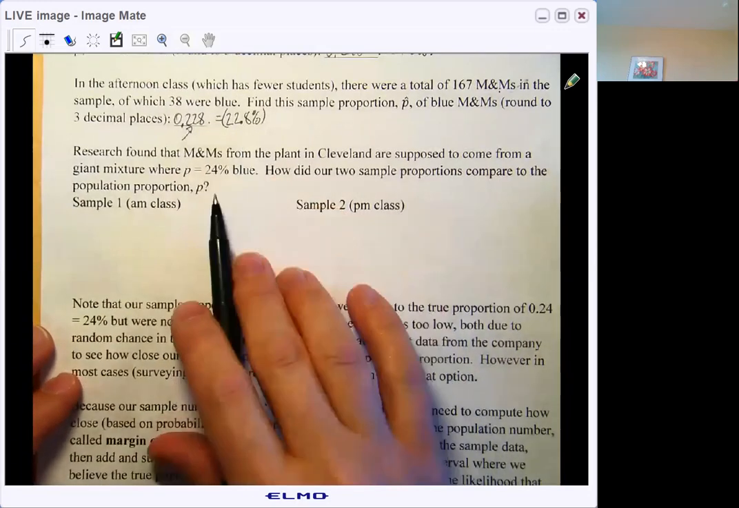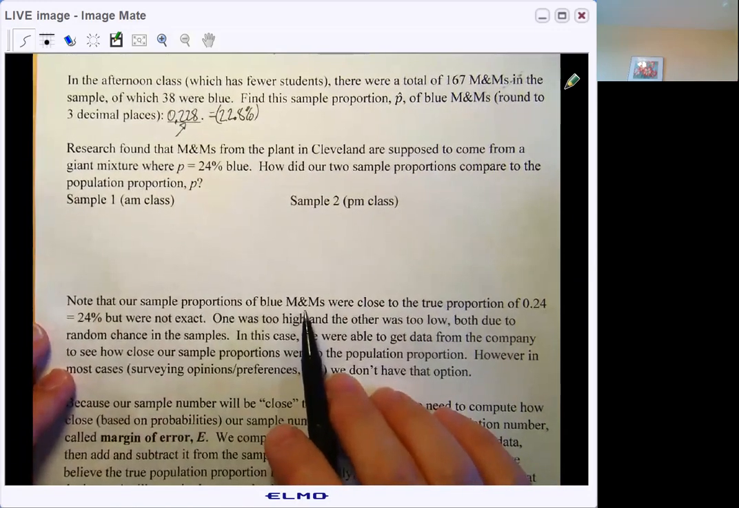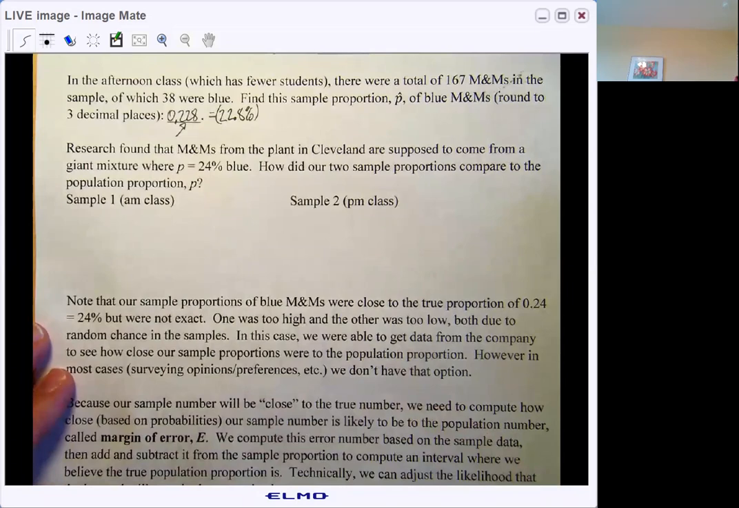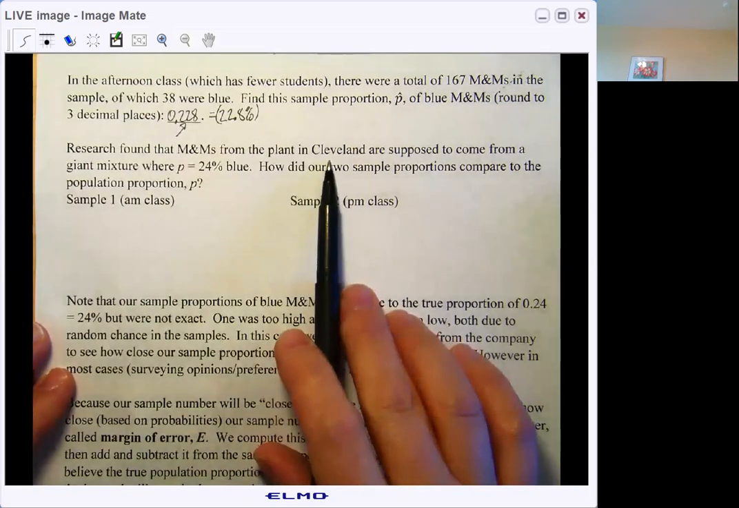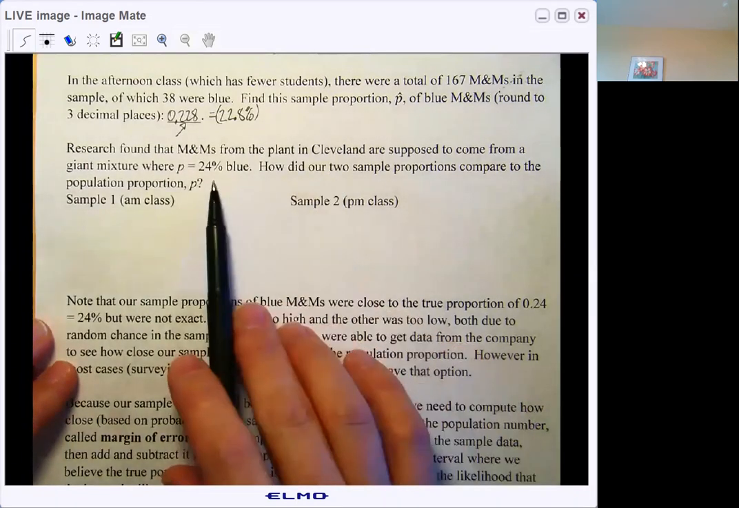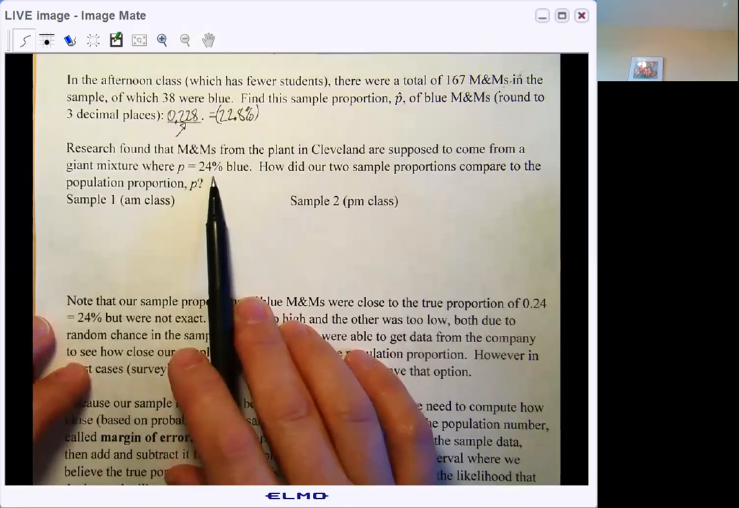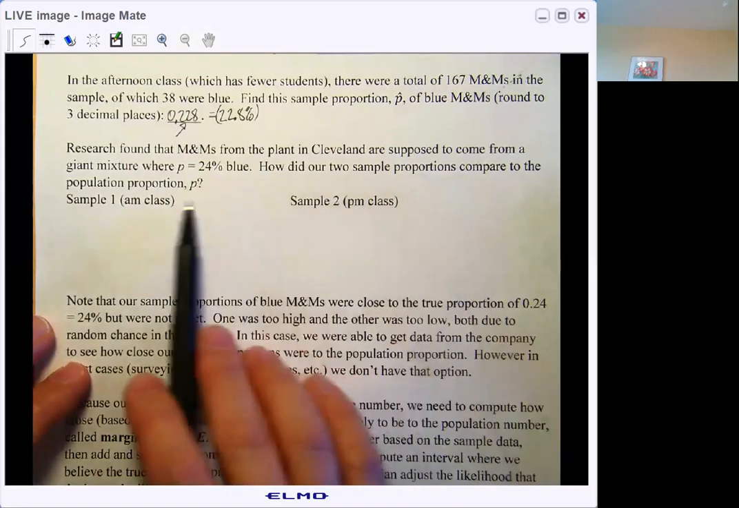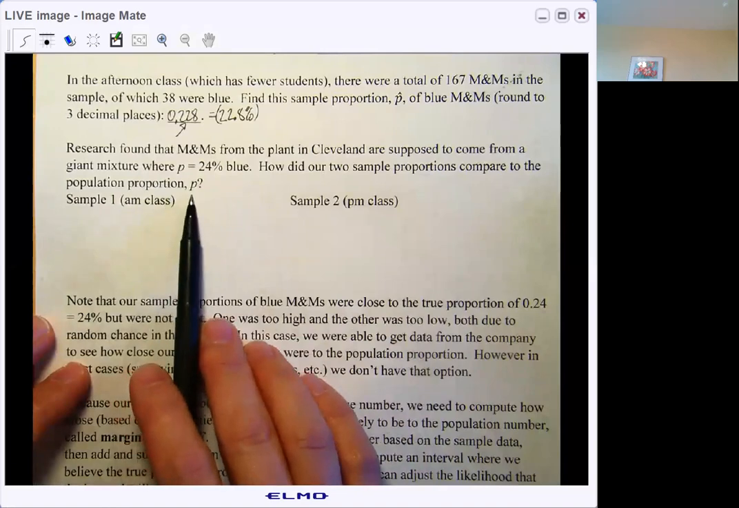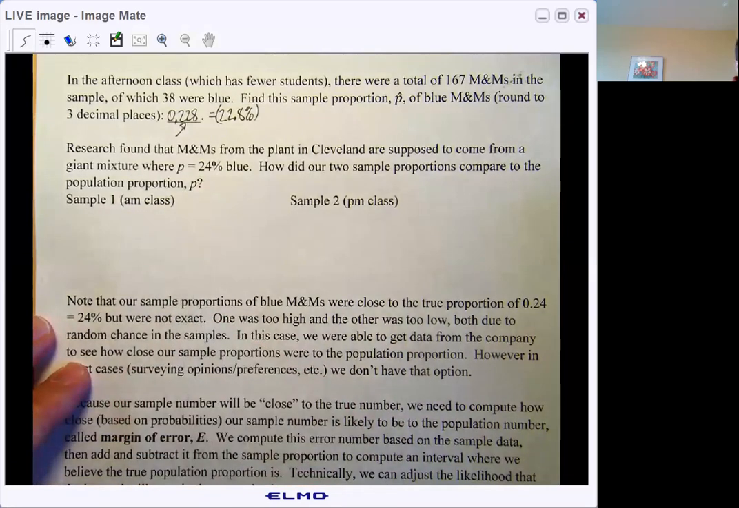Okay, so we did some research. We actually found somebody who contacted the M&M's company, and the plant in Cleveland, they say that they package their M&Ms in packages that come from a giant mixture where 24% of them are blue. So how did our 2 sample proportions compare to the population proportion P? I'll give you a minute to work on that, and then we'll come back and talk about that together.